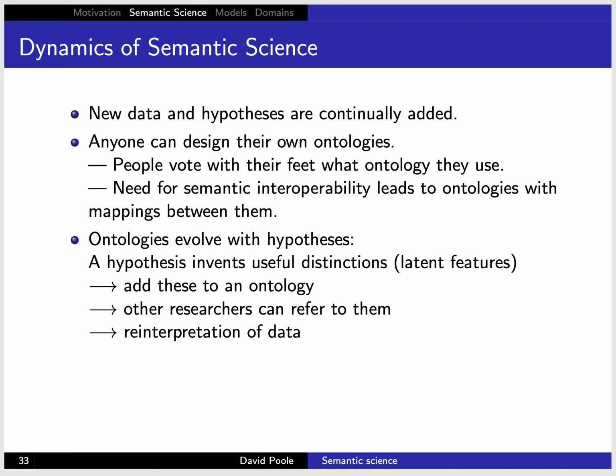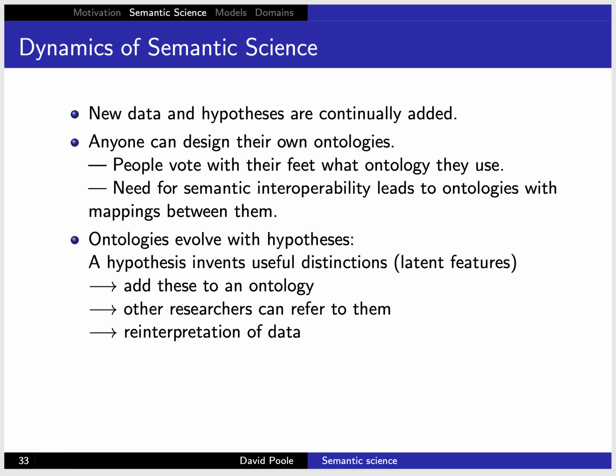So ontologies evolve with hypotheses. A hypothesis might invent a new useful distinction. These are often called latent features. And they become words. We can add these to the ontology, and other researchers can refer to them, and then you reinterpret the data. So almost all of medicine is made of what were once latent features. The idea of a bacteria, the idea of an atom, are all latent features that we don't actually observe.